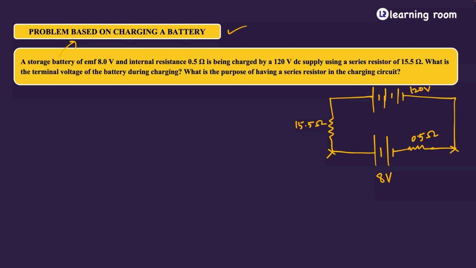Right. So even before we solve, we know the formula. What is it supposed to be? V should be equal to E plus IR because it is getting charged. So current is flowing in this direction, obviously. It is going to be 8 plus I into half.